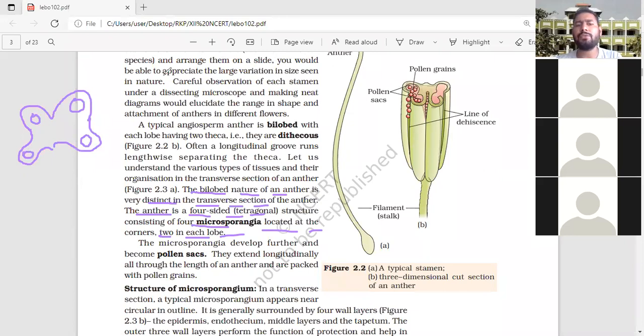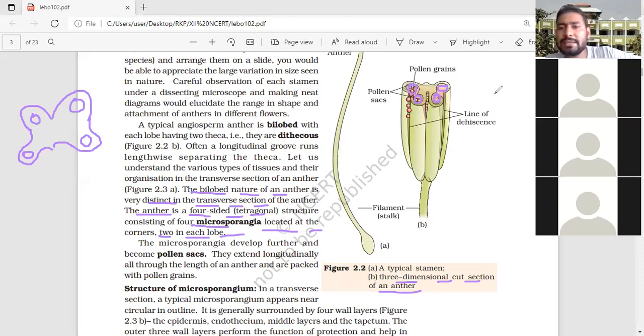So they have how many? Four. Okay. Just look at here in this structure. So B figure, that is a 3D cut section of anther, means they have one theca, one theca, one theca, and one theca. And each theca is provided with the sporogenous tissue. This sporogenous tissue is going to form the PMC or MMC, microspore mother cell or pollen mother cell.